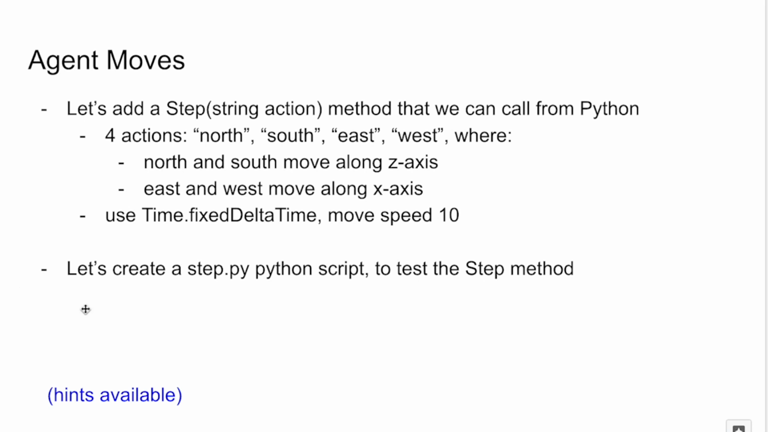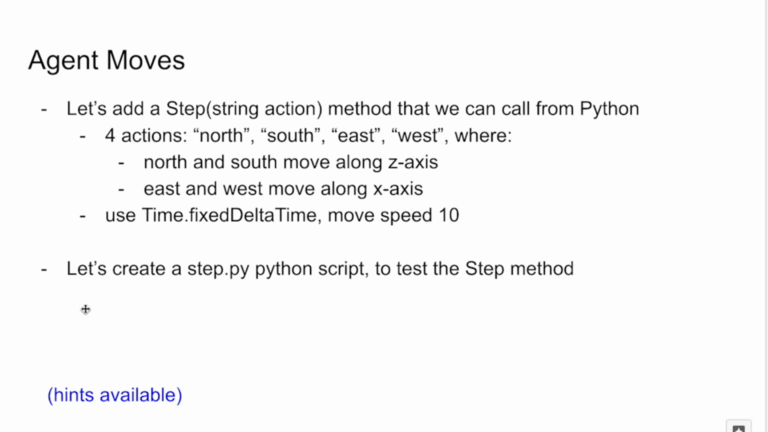All right, so the next task is called agent move. This task is a little bit longer. In this task, we're going to add a step method that we can call from Python. We're going to have 4 actions, so north, south, east, or west. So north and south should move along the z-axis. East and west should move along the x-axis.